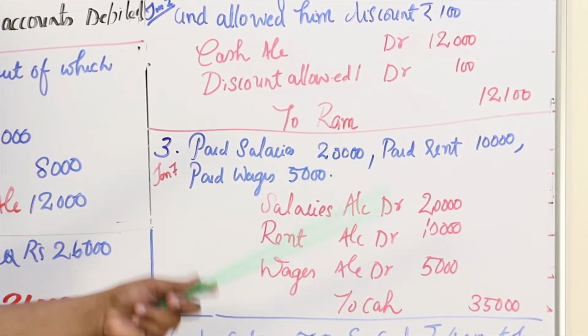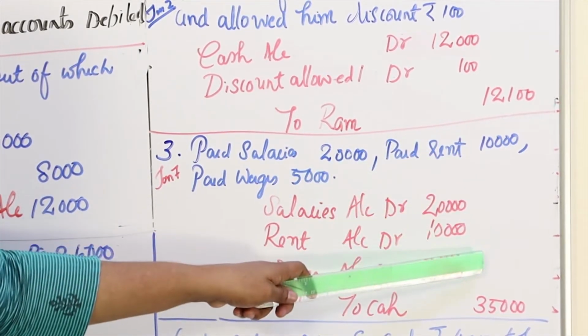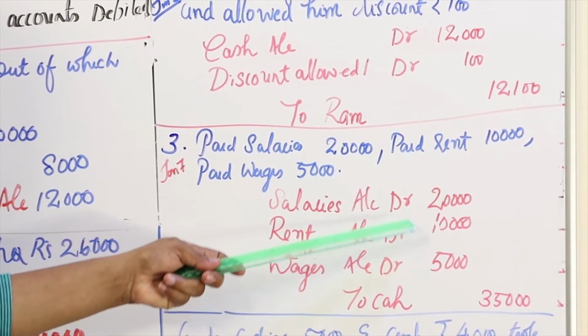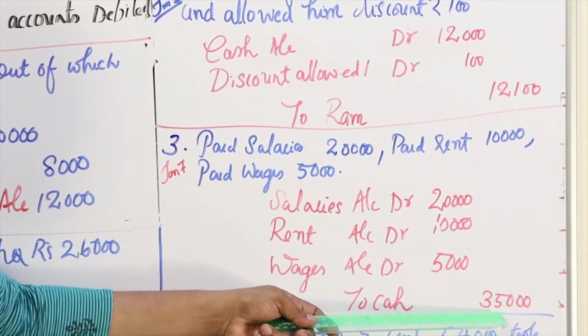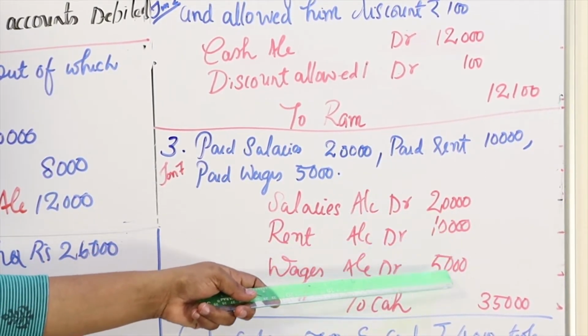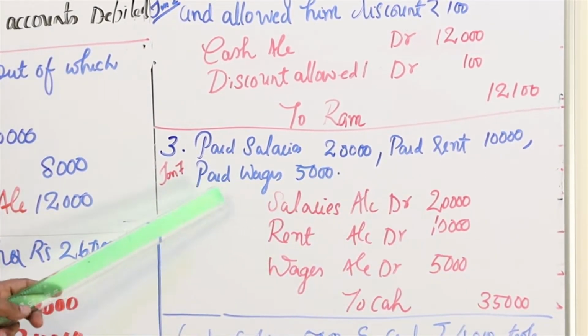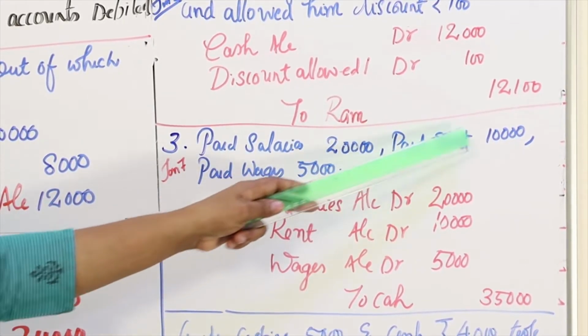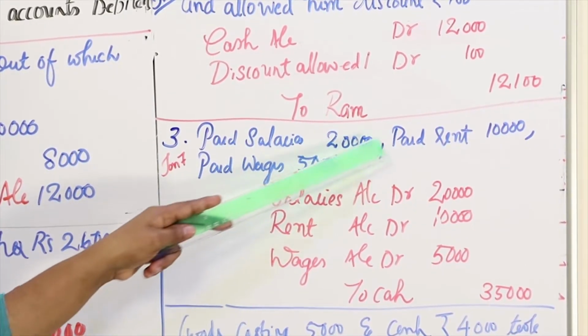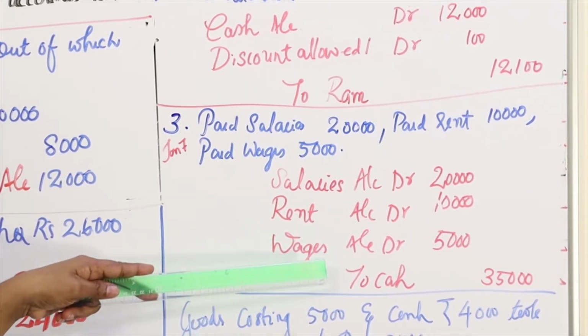So always be careful: total of debit equals total of credit. See, on the debit side all these are debit and this is credit. So 20,000 plus 10,000 plus 5,000, 35,000. Paid salary is 20,000, paid rent, paid wages. So this is a compound entry for this.